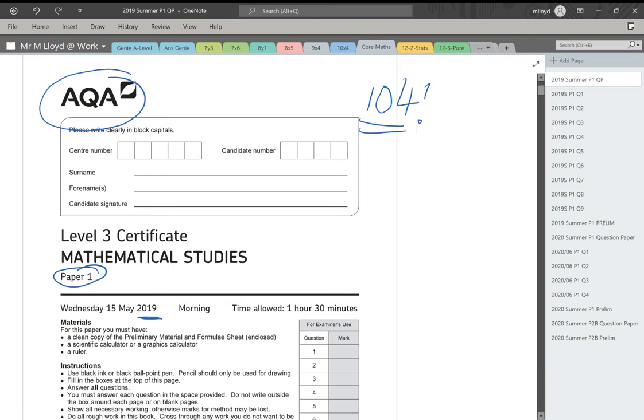Hello and welcome to Maths with Lloydie. This is our third video where we're going through the 2019 core maths paper. This is paper one, as indicated here, and it's on the AQA syllabus.